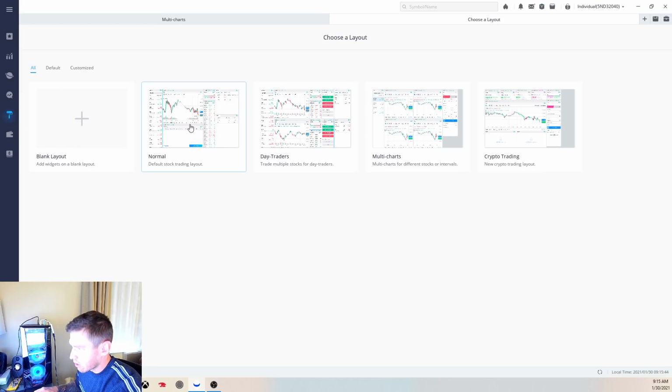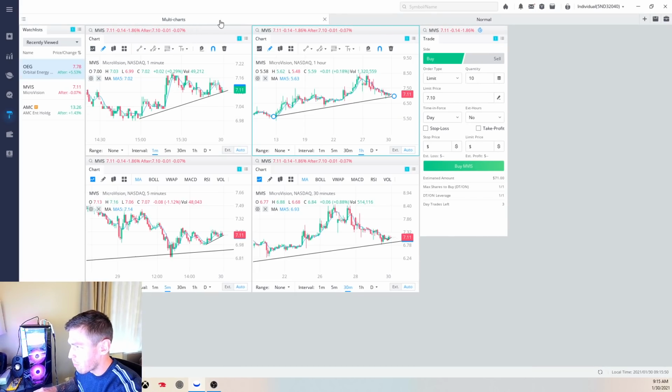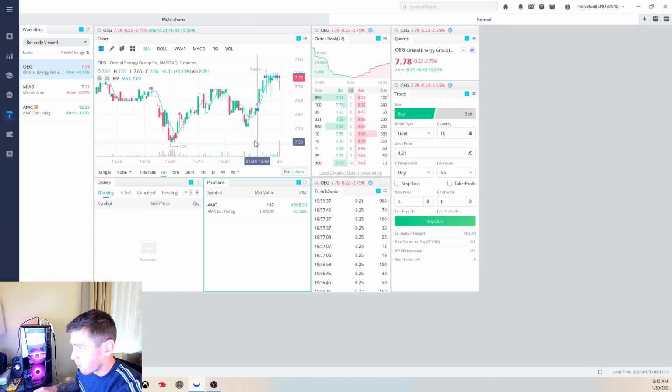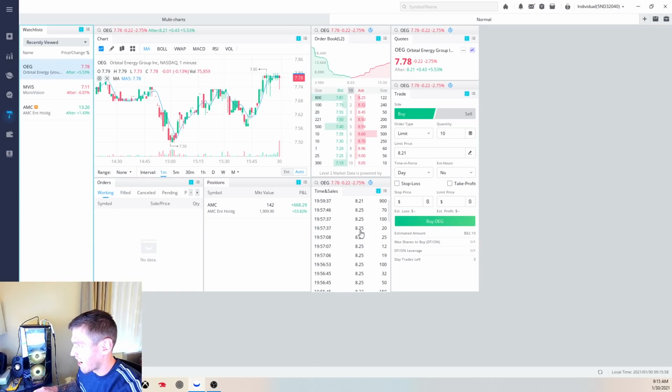So we can click on, let's say, normal, right? And this will pull up just the normal layout, and they've got tabs up here, just like you see on Google Chrome. So I can go back and forth. I can come from multi-charts over here to normal. They've got the overall chart. I can change between different stocks here. It'll show me the level 2s. It'll show me the time and sales. I can buy from here. I can see the quotes from here. I can see the orders filled from here.